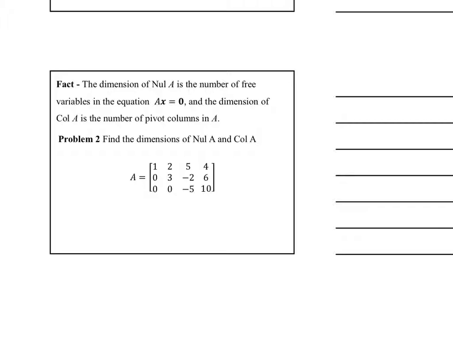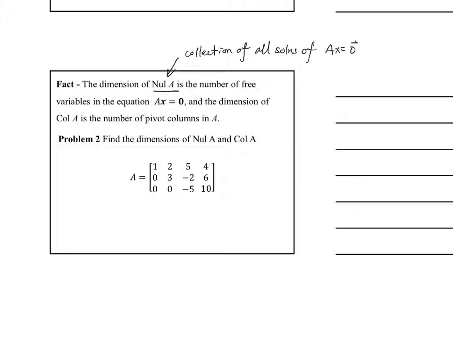Now let's take a look at the next statement. This is a fact that you should know. It says the dimension of Nul A is the number of free variables in the equation Ax equals 0. I hope that this makes sense. What is Nul A? Nul A is the collection of all the solutions of this equation, Ax equals 0.